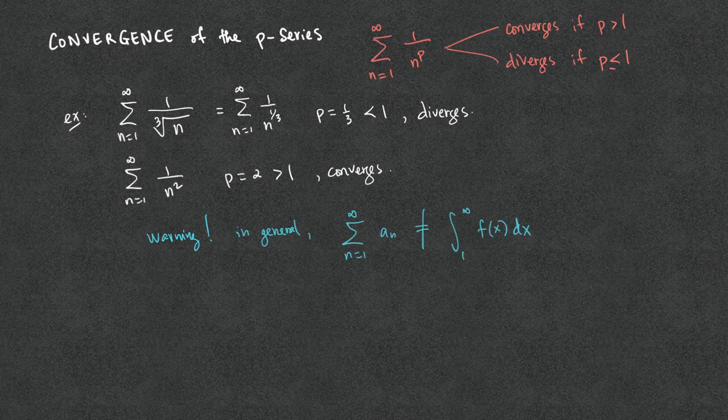A big warning. Just because we integrate the function to get a finite number doesn't mean that the series converges to the same number. For example, the series 1 over n squared is actually pi squared over 6, but the integral of 1 over x squared is 1.